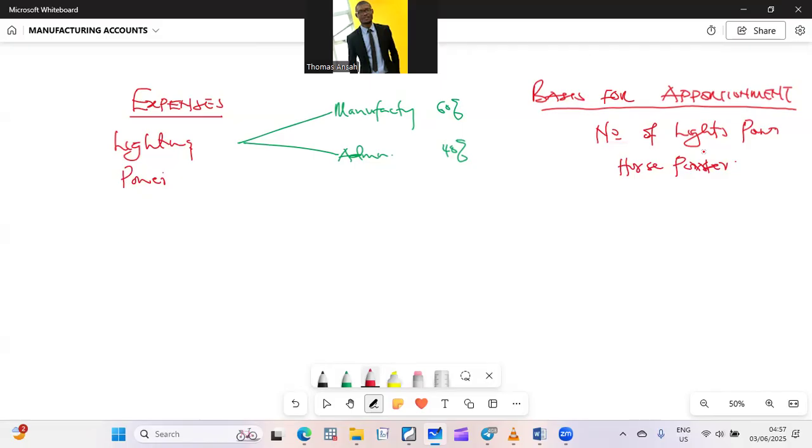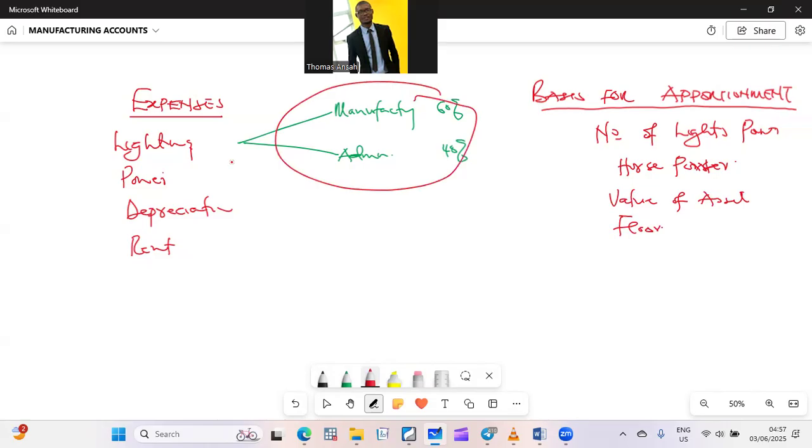If you take something like depreciation, what will be the basis of apportionment? The value of the assets. All right. The value of the assets. But once again, like I said, it will tell you that manufacturing is this one, trading is that. Now, something like rent, where we are using the floor area, but again, you'll be given manufacturing and the other.